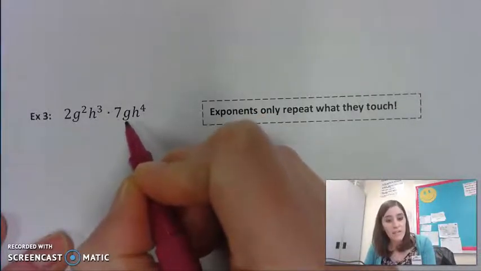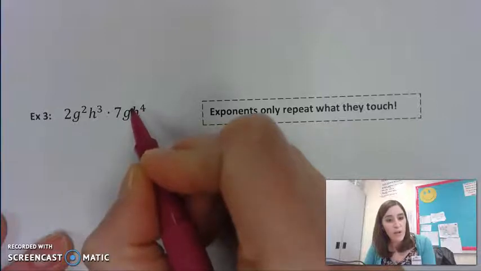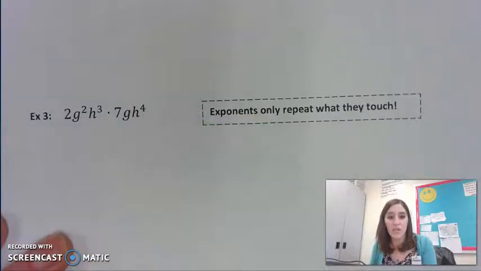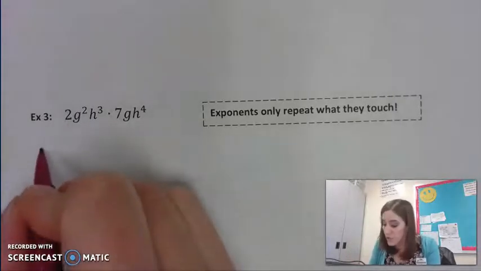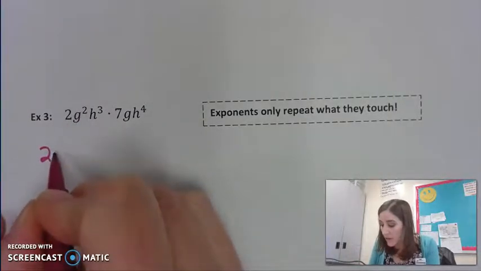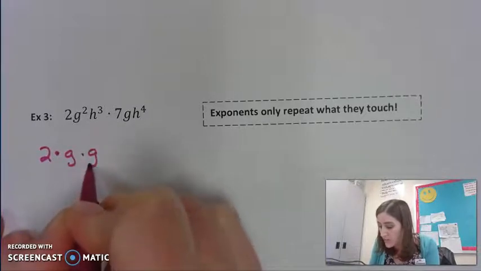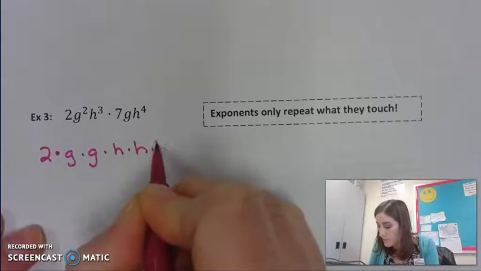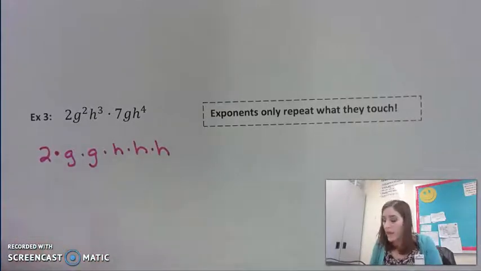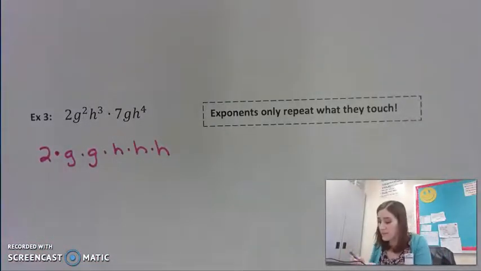So this one doesn't have a number. There's an imaginary 1 right here because we've only got one g value. So let's go ahead and break this up. This is a 2. I've got g to the 2nd power, so I've got g times g. Then I've got h to the 3rd power, so 1, 2, 3. And now let's multiply times the other one.